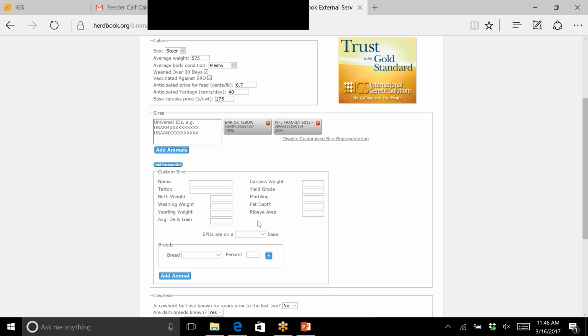Okay. And which EPDs do you need? The TSI? Okay. No, what I need is birth, weaning, yearling. I'm going to ask for a number of them. Let's start with those. Birth is 2.4. Weaning 38. Yearling is 68.